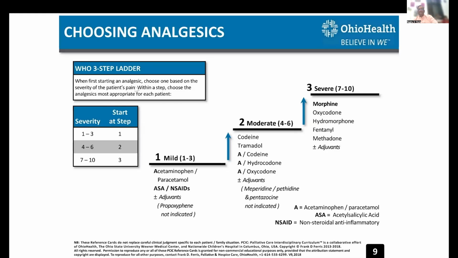When first starting an analgesic, we have to choose based on the patient's pain intensity. So that is how we usually start. Whenever the patient comes and if he is having moderate pain, that is 4 to 6, we usually start with step 2. That is either tramadol.